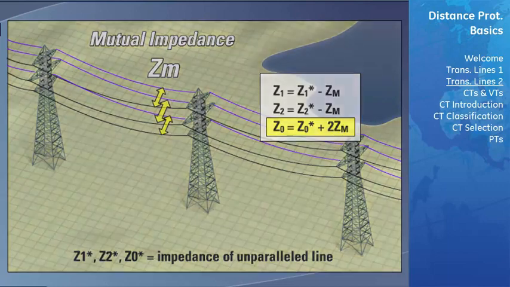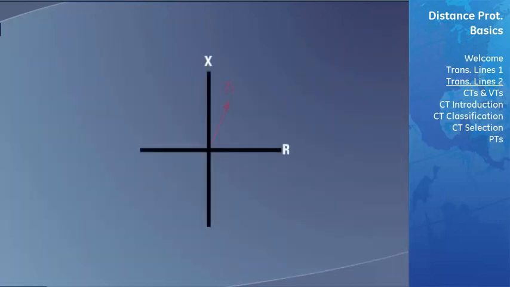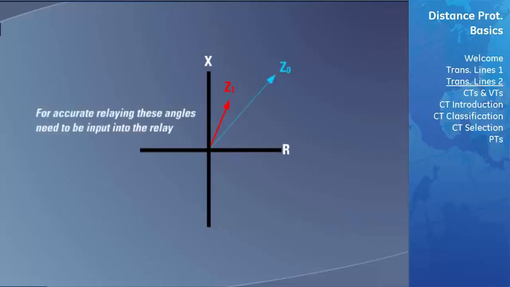Typical positive sequence line angles will be in the range of 70 to 85 degrees for lines 115 kilovolts and above. The corresponding zero sequence line angles are rarely the same as the positive sequence values due to the grounding of the line structure. For accurate relaying, these angles need to be input into the relay so the relay can properly model the positive and zero sequence impedances. This wasn't done for older generations of distance relays and is why modern relays, such as the D60, are much more accurate in detecting ground faults.